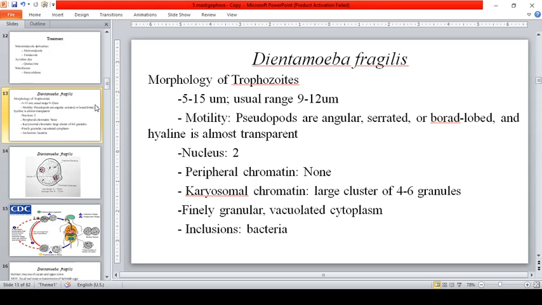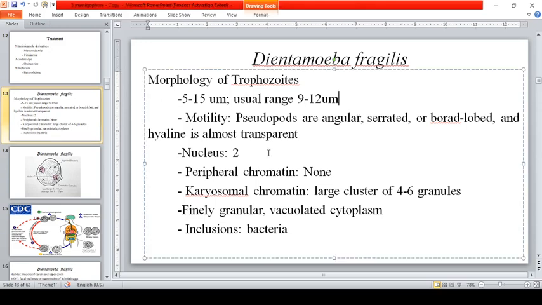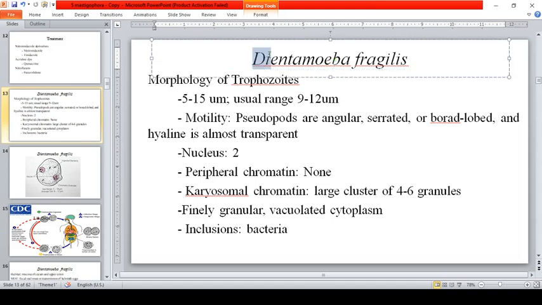Okay, so morphology of the trophozoite. So that is this one. For motility, pseudopods are angular, serrated, or broad lobed, and hyaline, almost transparent. The nucleus of the trophozoite contains two, kaya nga siya di. Two refers to the two nuclei of the parasite. Peripheral chromatin, wala siyang peripheral chromatin. Karyosomal chromatin, a large cluster of 4 to 6 granules. It is finely vacuolar with vacuolated cytoplasm, and its inclusions are bacteria.